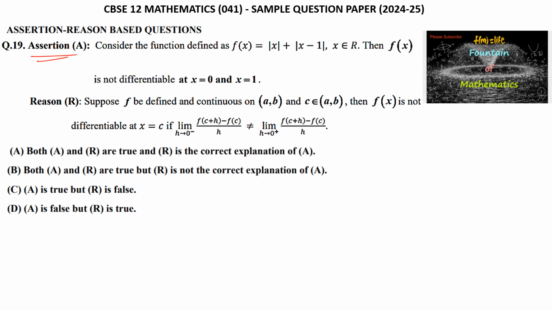In the assertion, given function f of x is equal to mod x plus mod of x minus 1, where x is a real number, it's also mentioned that f of x is not differentiable at x is equal to 0 and x is equal to 1. Let's check this through the graph.